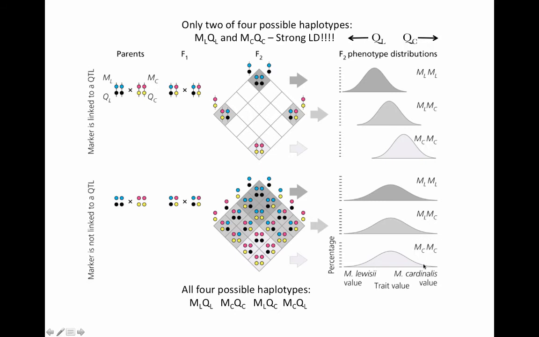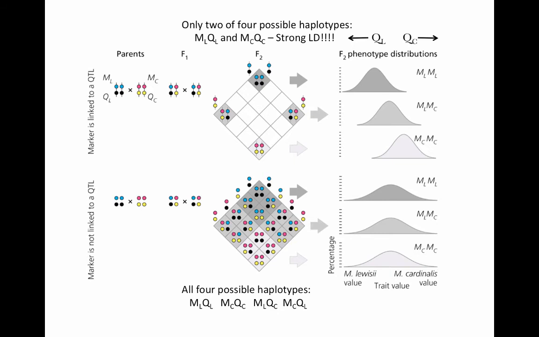Finally, with the cardinalis homozygotes at the marker, these are these light gray boxes here, or homozygous pink. Again, they can be associated with homozygous black, homozygous yellow, or heterozygotes. We get the full range of phenotypic values in this case.